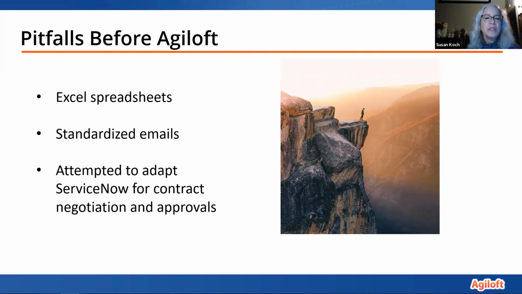We also attempted to adapt to ServiceNow for contract negotiation approvals. That fell flat on its face. It was just a cumbersome tool. It was not made for contract management. Our executives had a difficult time reviewing the agreement or getting the information they needed to make a good decision on whether or not to continue on with that contract. It also did not help us much with calendaring or getting the executions.